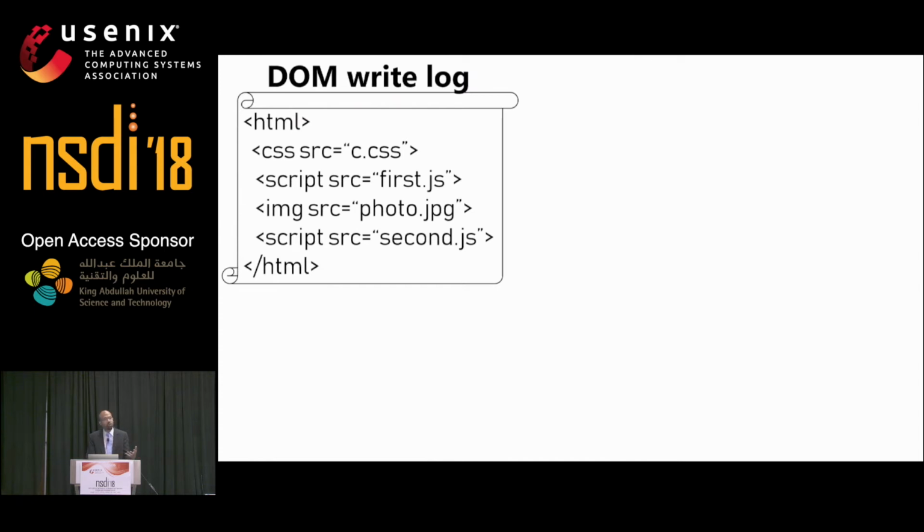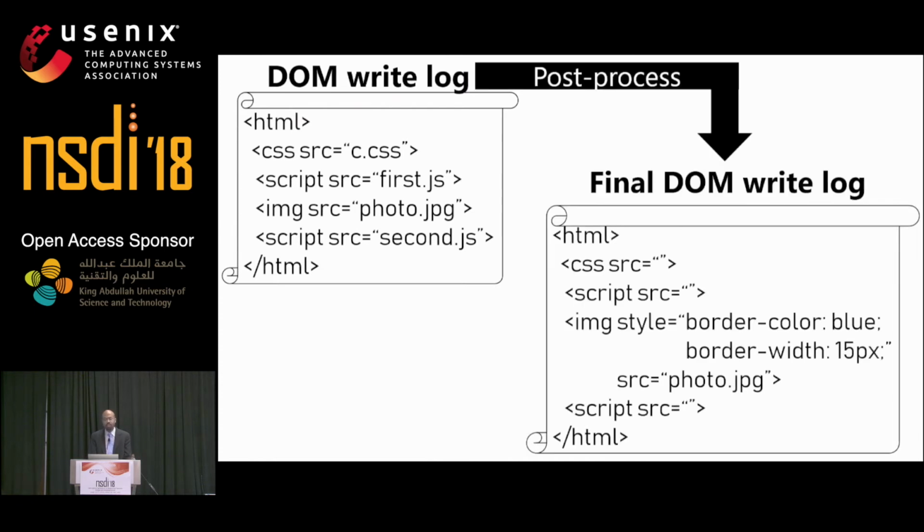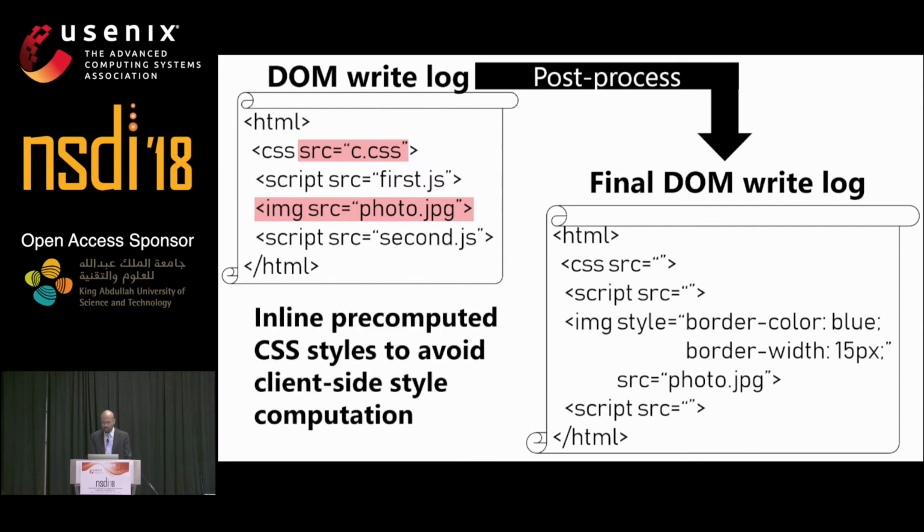So what we're going to do is post-process this log to generate the final version of the write log. So let's step through the differences between those 2 logs. So first, let's take a look at the CSS tag and the image tag in the first version of the write log. So imagine that the CSS tag defines some style rules that affect how the browser will display the image. So what Prophecy will do is post-process the log to inline pre-computed CSS styles to allow the client to avoid having to compute those styles at page load time.